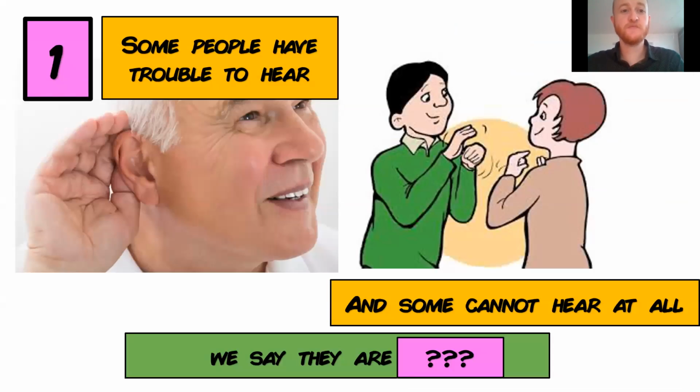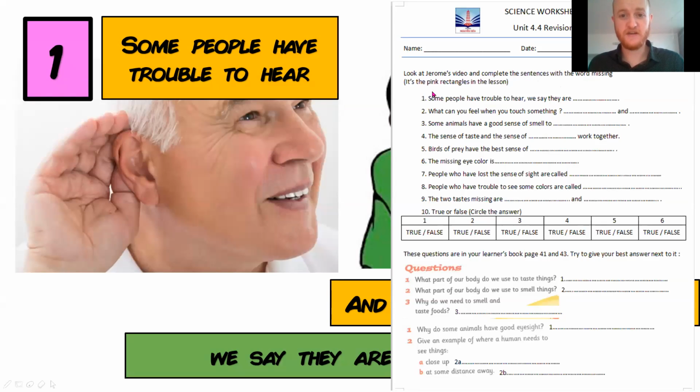Remember the first question we had, some people have trouble to hear and some cannot hear at all. We say they were deaf, okay? So what you must have done in your worksheet, question 1, some people have trouble to hear, we say they are deaf, okay? You must have completed it like this last time, all the questions, okay? If you haven't done it yet, go back to the previous video and do it now.